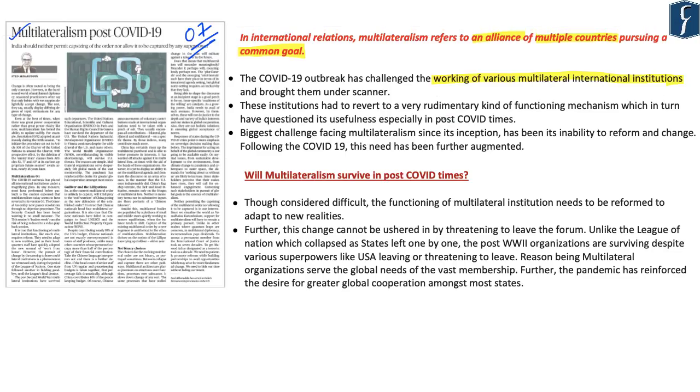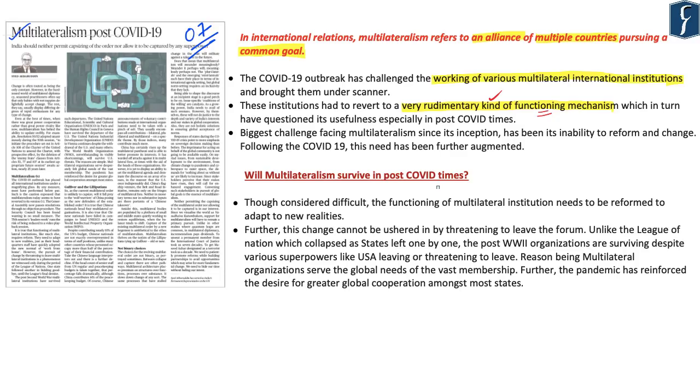Furthermore, other multilateral institutions have reverted back to a very rudimentary kind of functioning mechanism, and this in turn has thrown the question in front of us regarding the usefulness of these multilateral forums in the world, especially after COVID-19 settles down. To give you an example, let us take the UN General Assembly. The UN General Assembly is now passing resolutions through a no objection procedure. Unlike normal times, where there used to be a voting, now the President of the General Assembly submits a draft resolution to all member states and asks them to file an objection in 72 hours. If after 72 hours no objection is raised by any country, the President declares the draft resolution adopted. This is how rudimentarily these multilateral institutions are functioning.